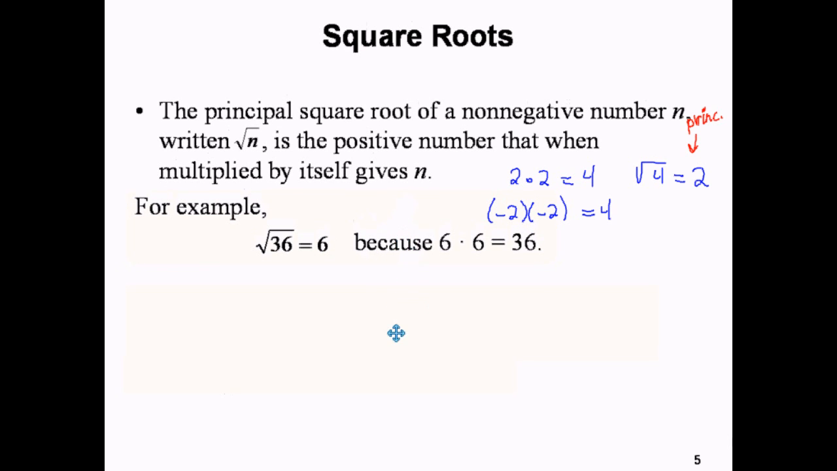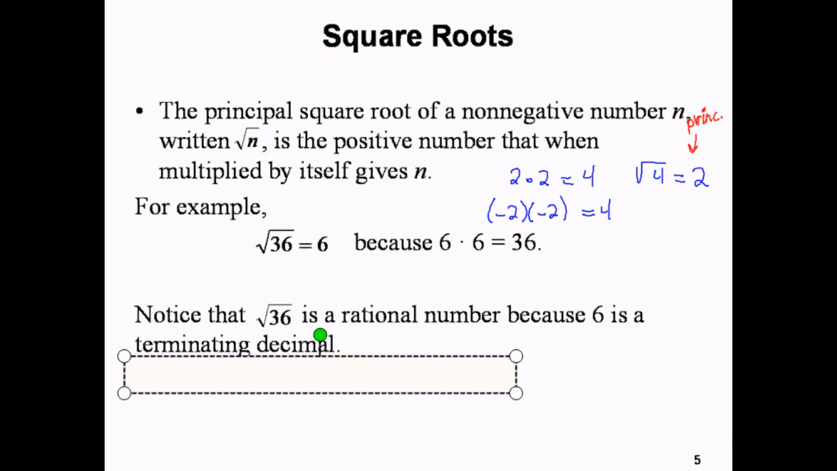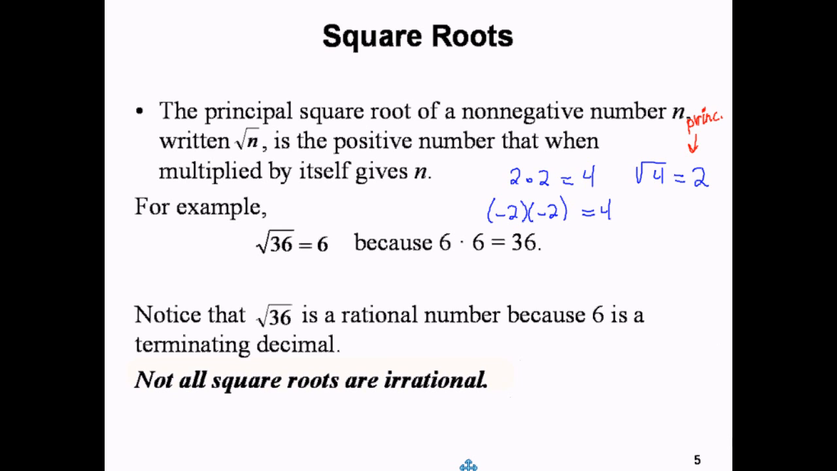Okay, so we have the square root of 36 is 6, because 6 times 6 is 36. And the square root of 36 is rational because it gives us a terminating number. It ends at the decimal point. So we know not all square roots are irrational. Just some, most, probably even, square roots are irrational, but not all. Perfect squares are rational. Not perfect squares are irrational.